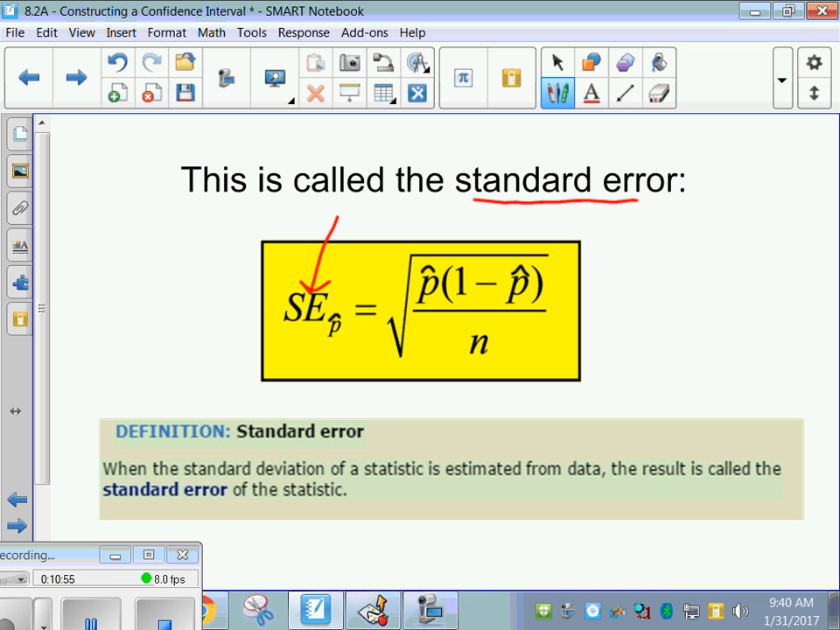So what's the definition of standard error? When the standard deviation of a statistic is estimated from data, the result is called the standard error. Okay, so we're estimating the standard deviation, and so it's called the standard error.